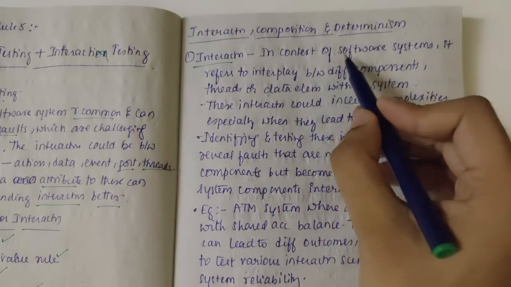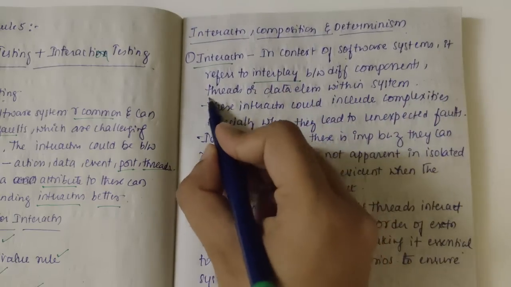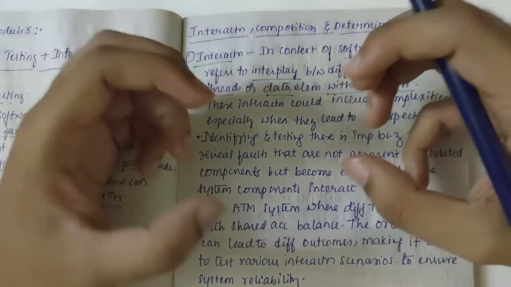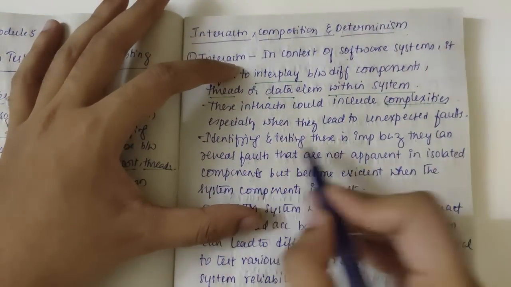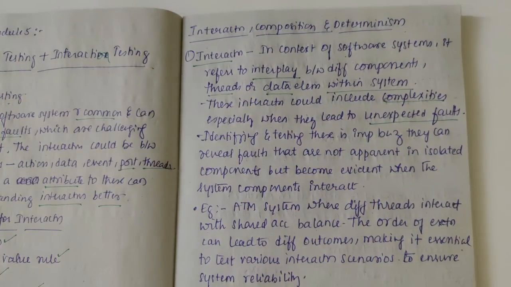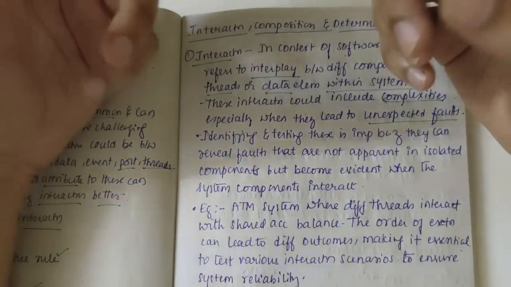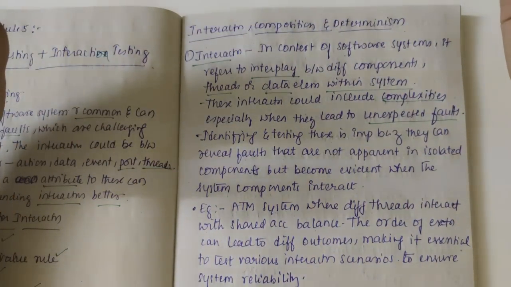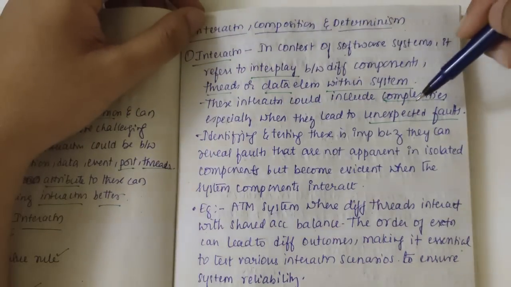In the context of software systems, it refers to the interplay between different components, threads, or data elements within a system. The interaction happening between different threads or functionalities could be termed as interaction. These interactions can include complexities, especially when they lead to unexpected faults. When two threads, data elements, or components interact, there could be high complexity, debugging problems, or wastage of resources. These come under unexpected faults.